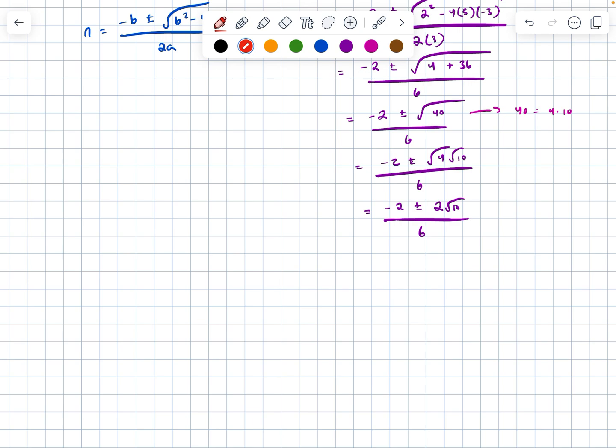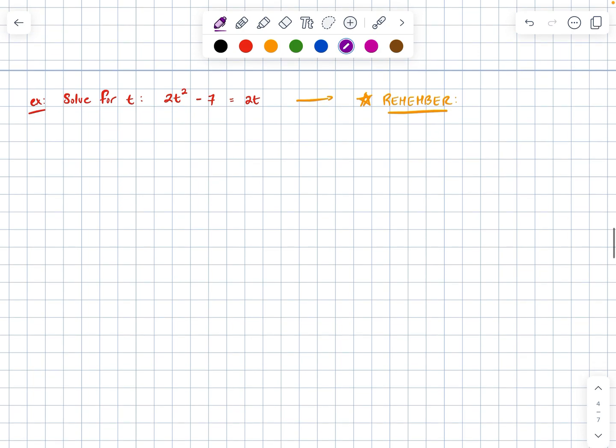Notice, wherever I can simplify, I should. 2, 2, and 6 are all even, which means that they can all be divided by 2. Simplifying as much as I can reveals here that n should be equal to negative 1 plus or minus the square root of 10 all over 3. Very nice. Let's do another.